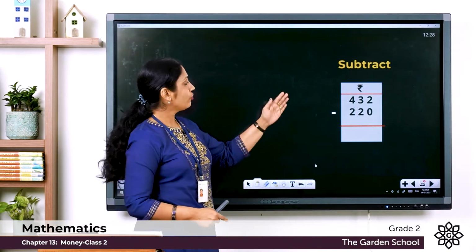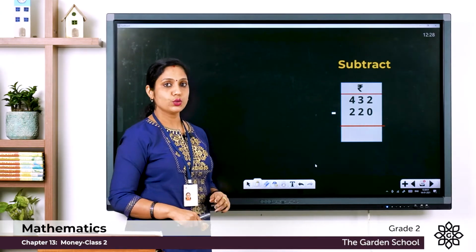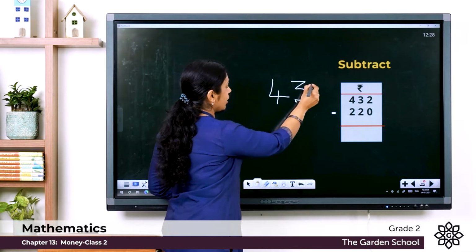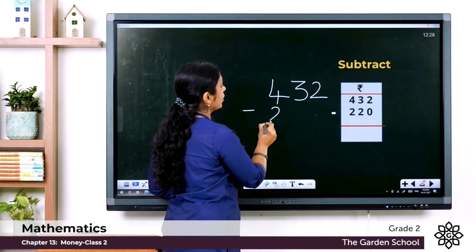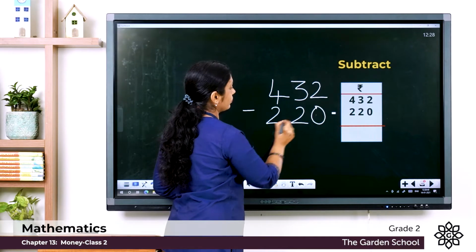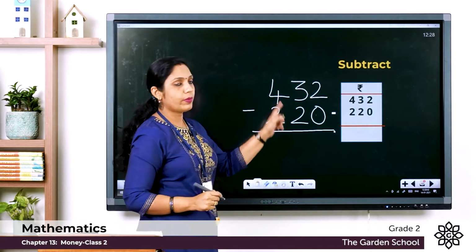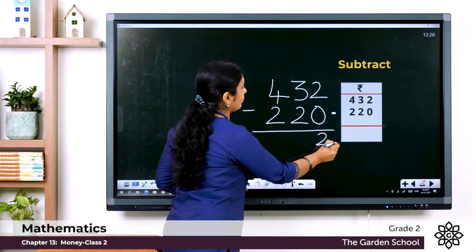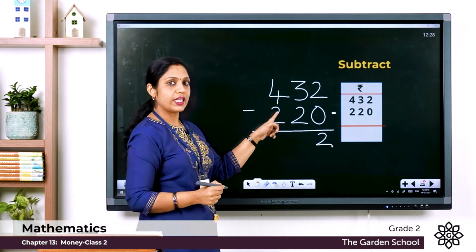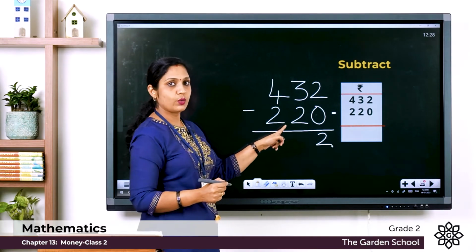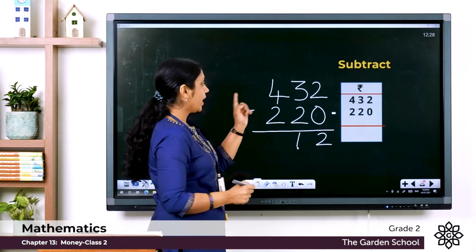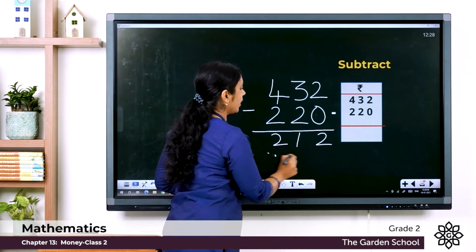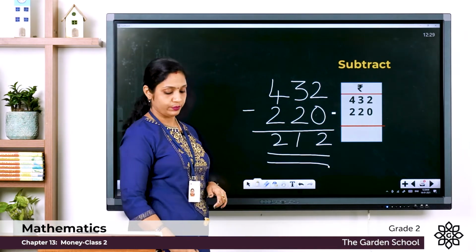Next let's subtract 432 minus 220. So let's write 432 minus 220. We have 2 minus 0 in the ones place. 2 minus 0 is 2. 3 minus 2 in the tens place. 3 minus 2 is equal to 1. And in the hundreds place we have 4 minus 2 and that is equal to 2. So we get the answer 212.